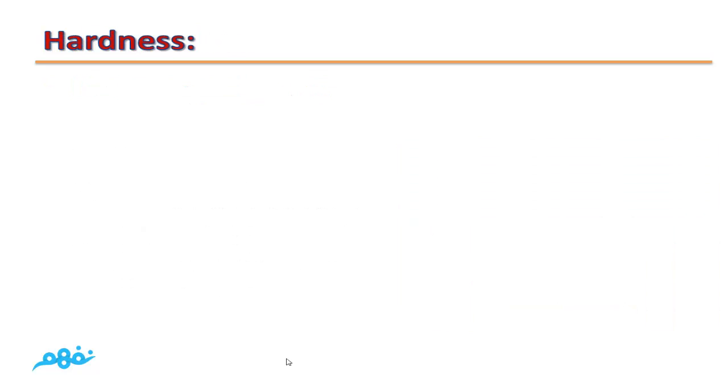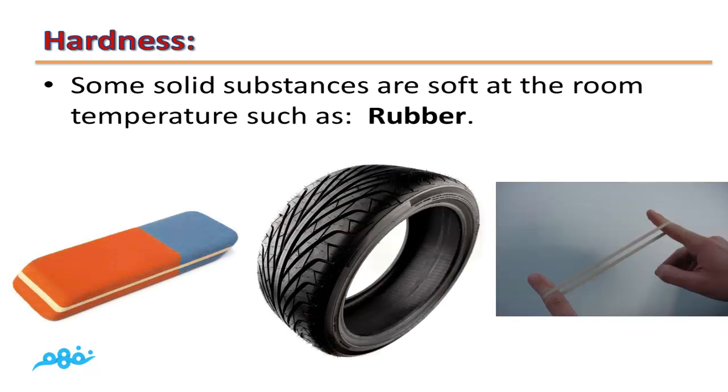The fifth property is hardness. In hardness, we will talk about 3 points only. The first one: some solid substances are soft at room temperature, such as rubber. As you can see, a piece of rubber is soft. You can stretch it. So some materials or some solids are soft at room temperature, such as rubber.